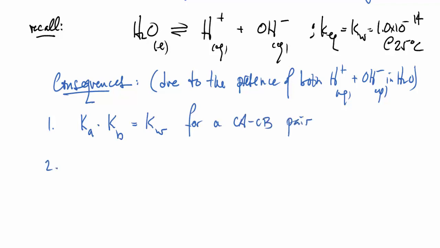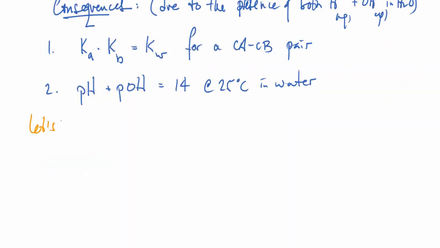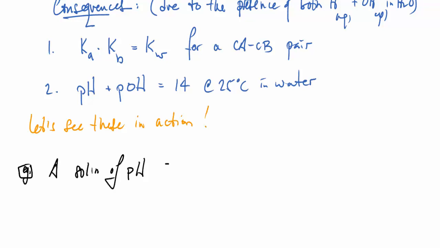But there are some consequences to the presence of both these ions in solution. The first consequence is Ka times Kb equals Kw for the conjugate acid-base pair. And then, of course, the pH plus the pOH will be 14 at 25 Celsius in water. Those two consequences, we're going to see them over and over again. This is called the leveling effect. So let's see them in action.